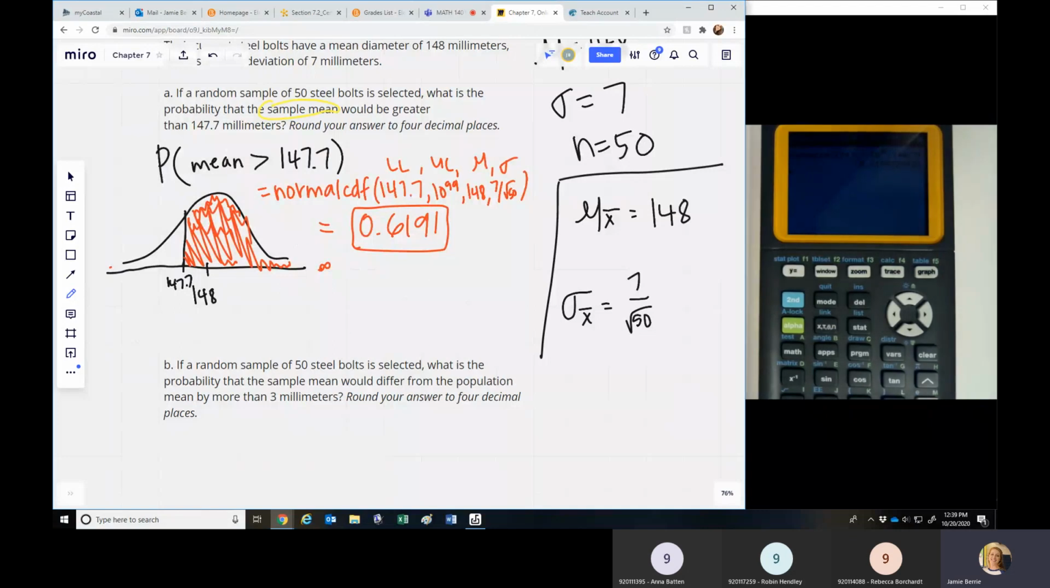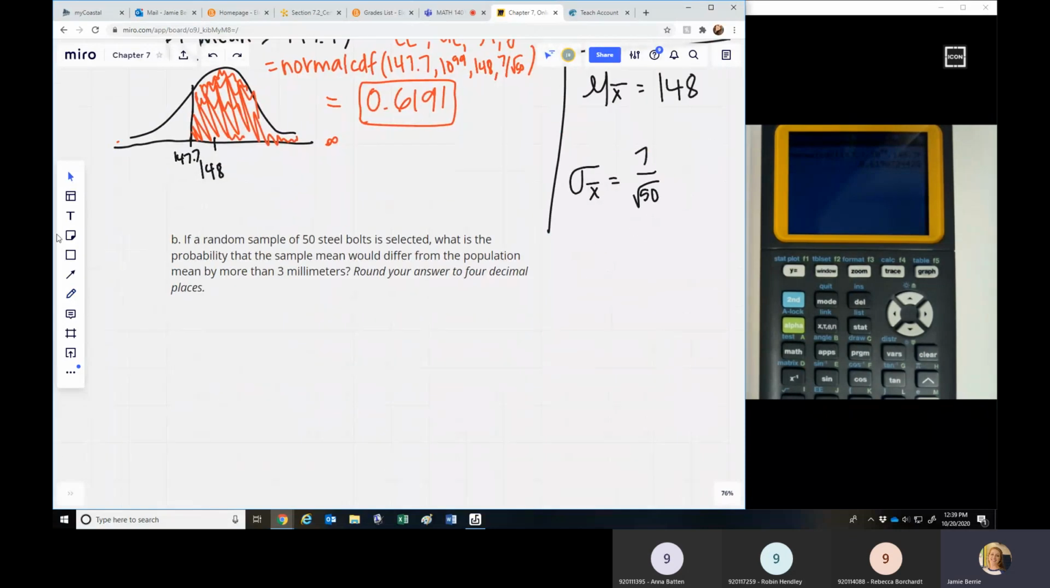It says, if a random sample of 50 steel bolts is selected, same sample size as before, what is the probability that the sample mean, so we see that key phrase, sample mean, that tells us to use our special formulas, would differ from the population mean by more than 3 millimeters? I'm going to do just like we did before with that differ by problem. I'm going to start by drawing the picture. So draw your picture.